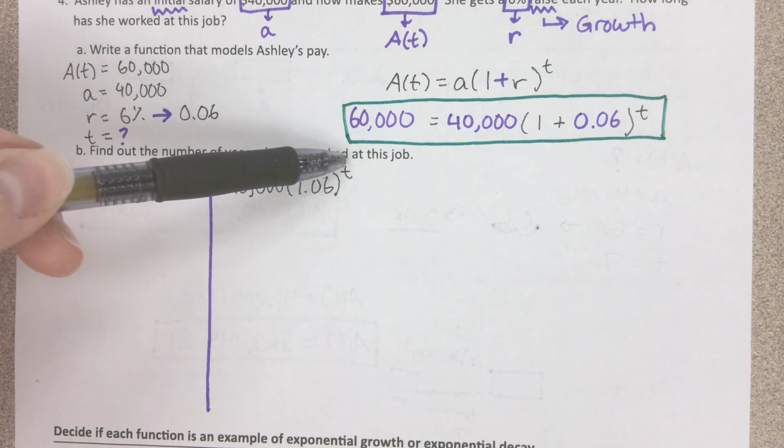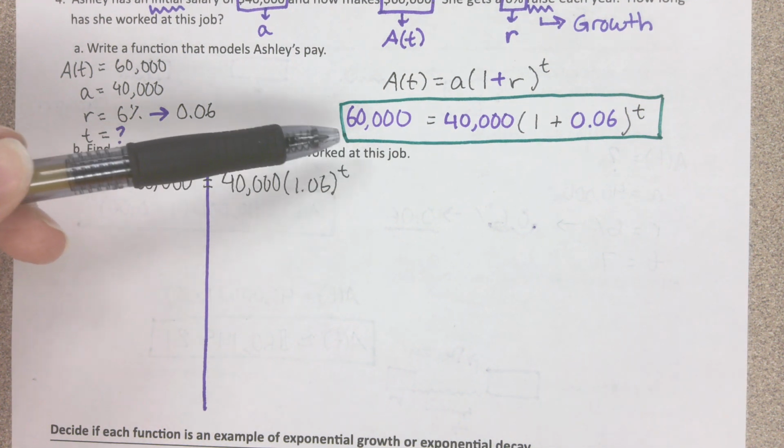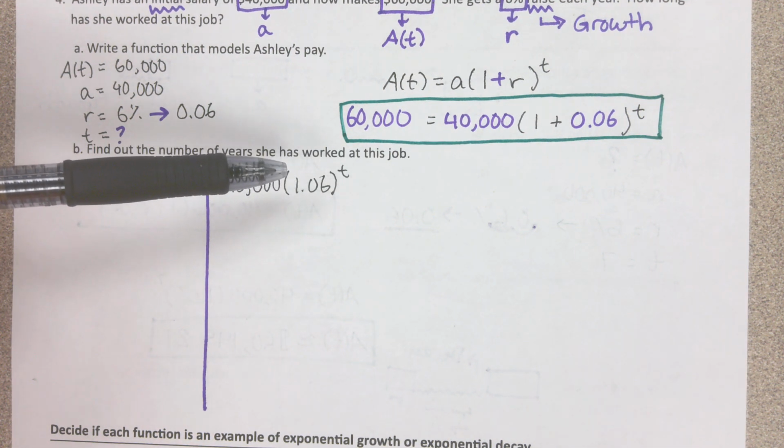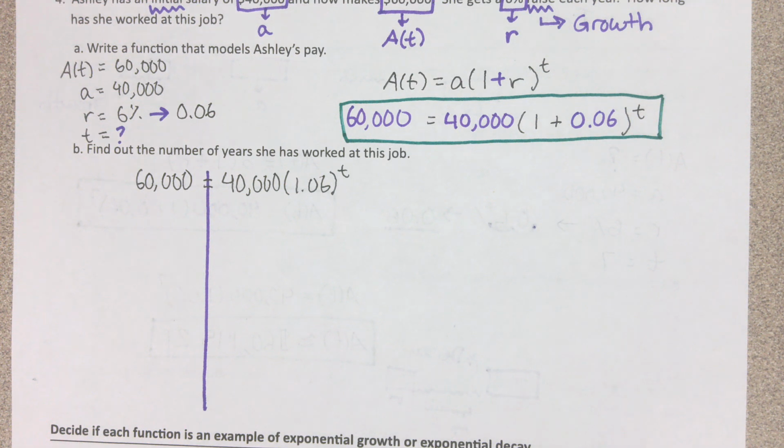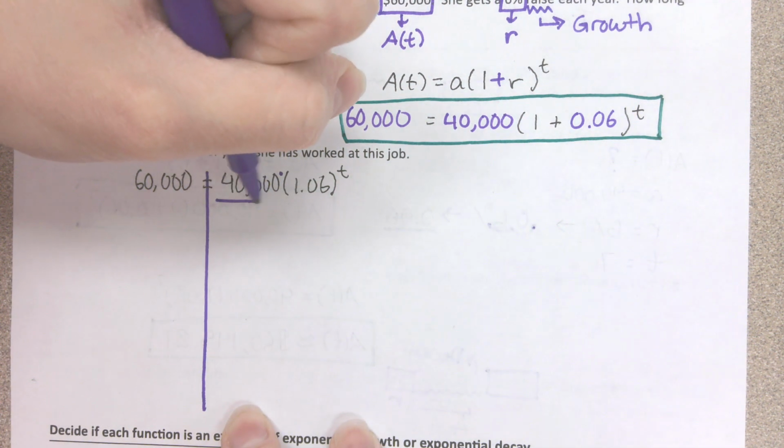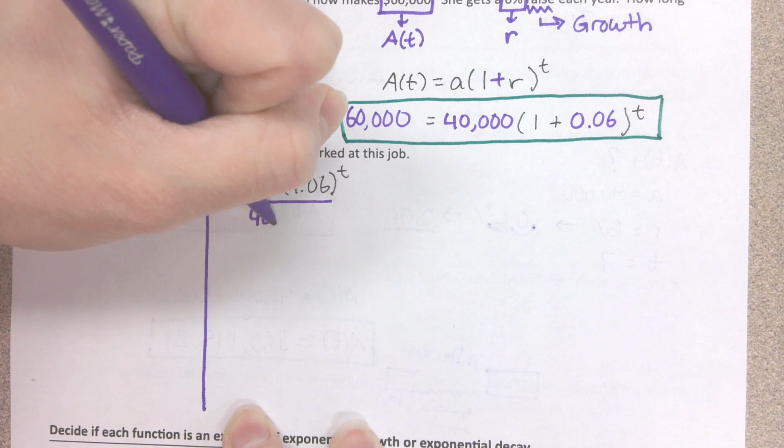Mm-hmm. We're trying to get the T by itself, which means we need to get this by itself. Yes. So you would not subtract, divide. So remember, when these are smashed together like this, that's multiplication. So the only way to move would be division. So that's how we're going to have to handle this. Divide by 40,000 on both sides.